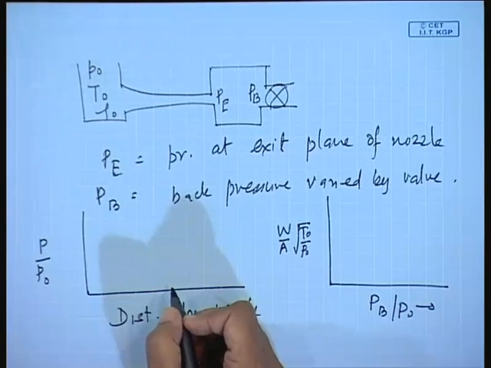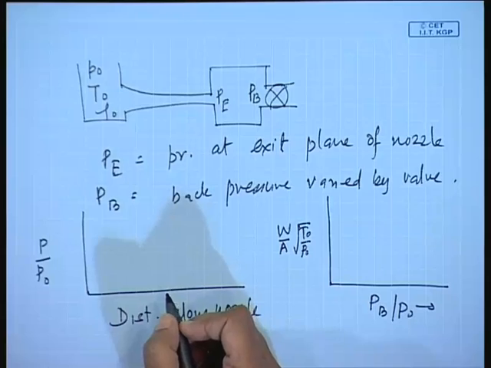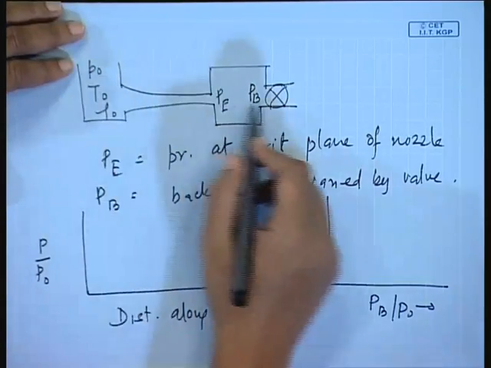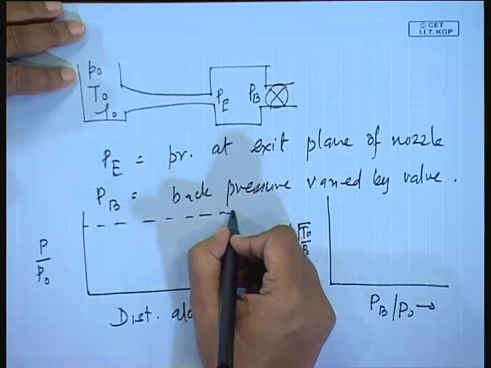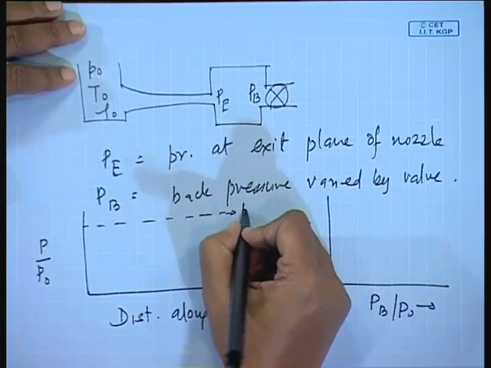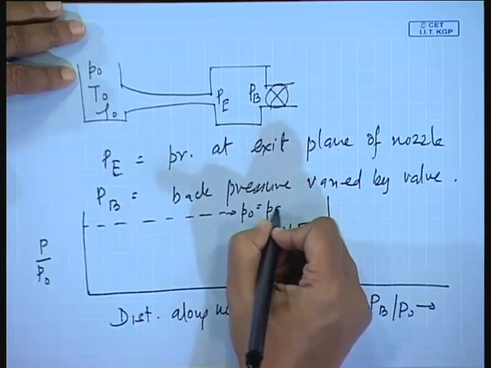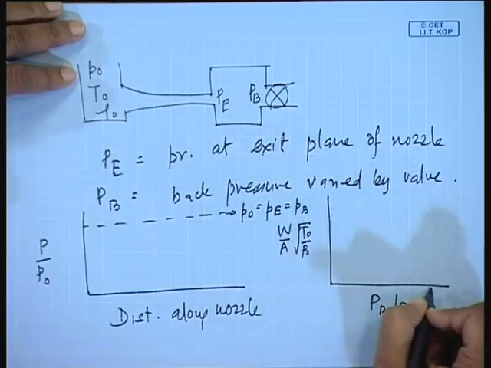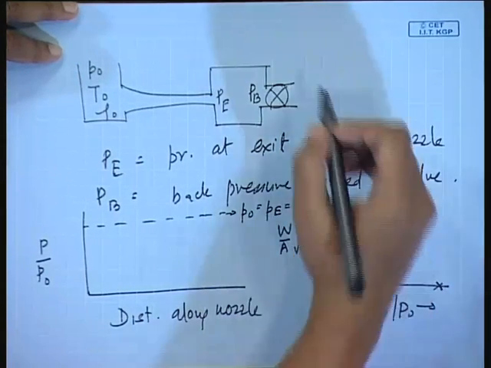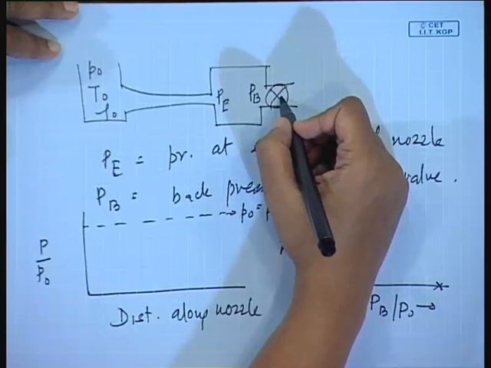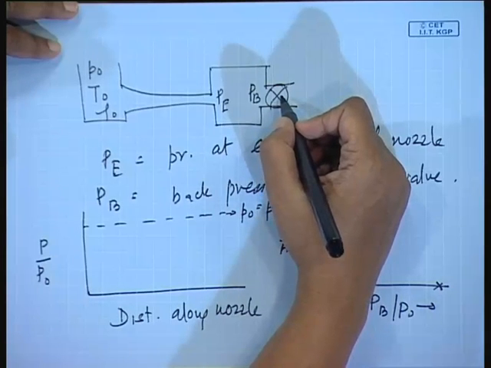So, initially what do we find? Initially we find that everything is equal and therefore, the curve is something of this sort, where this is P0 equals to PE. Under that condition there is no flow. Then what we do? We gradually try to open this particular valve.